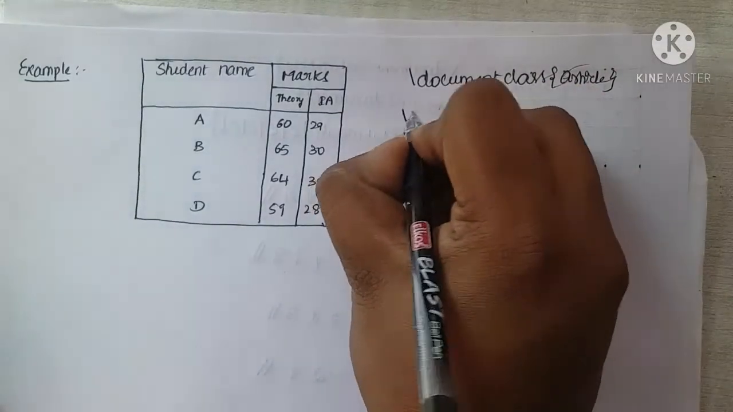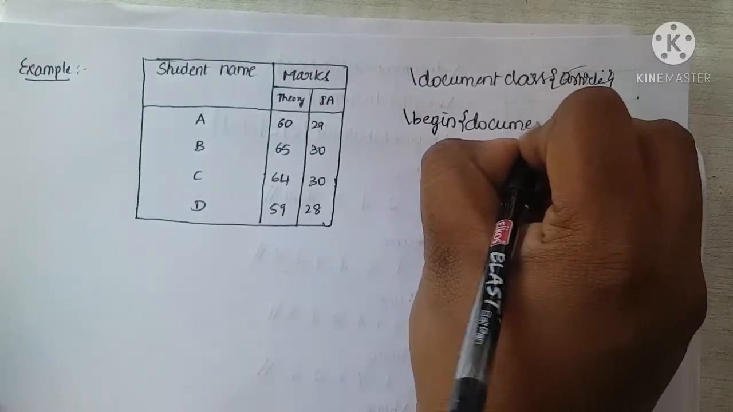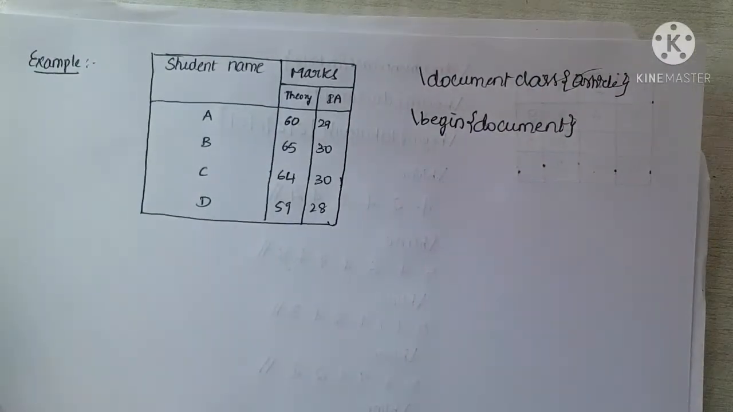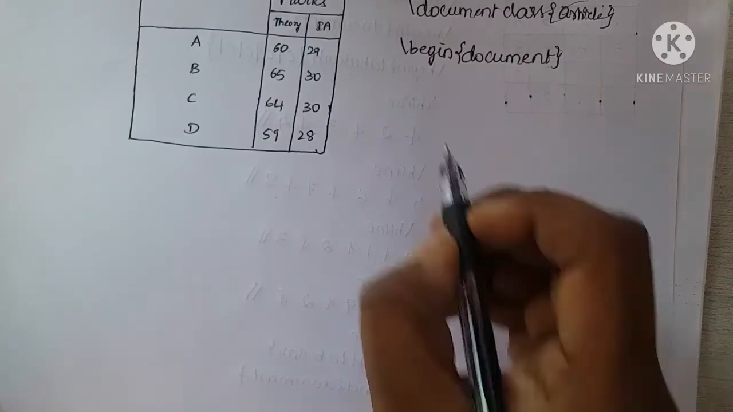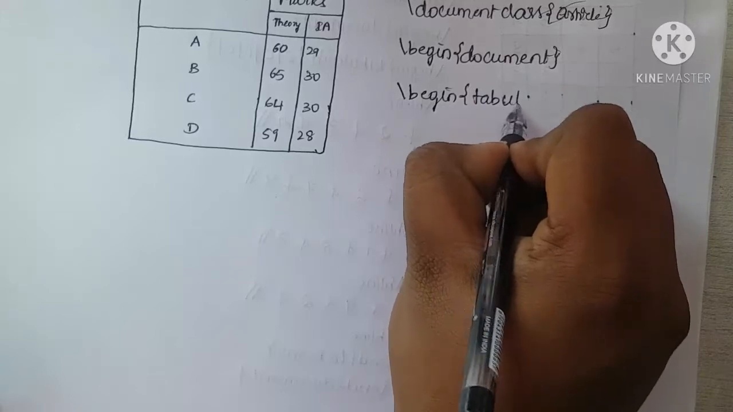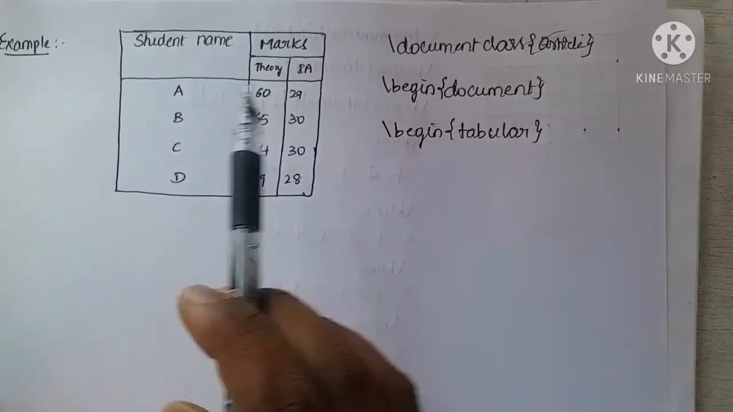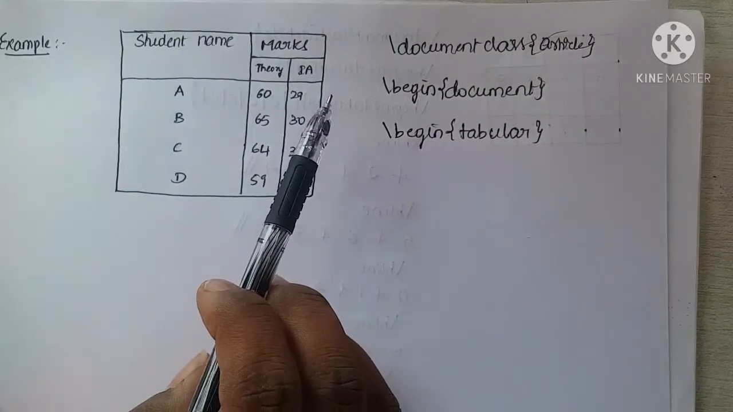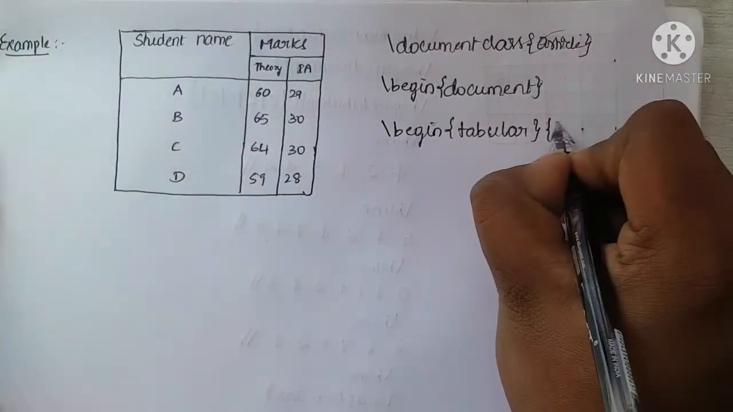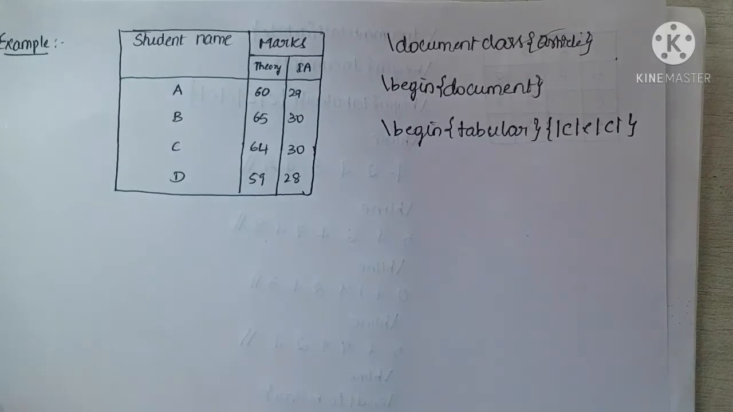What will be the next line? We need to begin the document, backslash begin document. We need to begin the tabular, backslash begin tabular. You just observe how many columns are there: 1, 2, 3. 3 columns, and the position of all the elements is center. So C, C, C. Is this clear? The position of all the elements is at center.